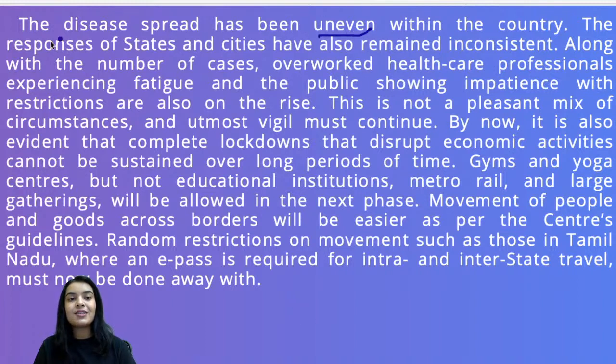The answer to this one is: the disease spread has been how? Uneven. This is an adjective again, because there are times when you say has been, have been, and then you talk about the condition in which the thing is existing or the person is in. So in this case, spread has been how? Spread is the word which is explained by this word uneven, though they are not next to each other, and that's why it is an adjective.